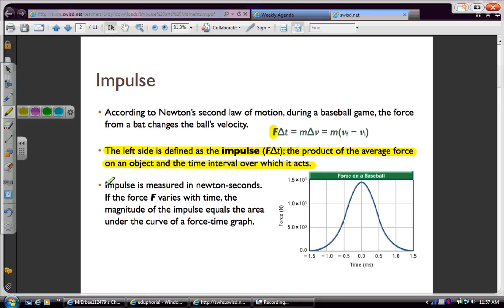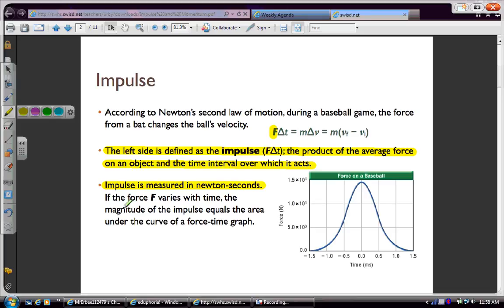The second thing that you'll be responsible for putting on your paper is that impulse is measured in Newton seconds. So again, because we're taking Cornell notes, on the left side we might want to put what are the units for impulse, and on the right side of the paper you'd want to put that the units for impulse are newtons times seconds.